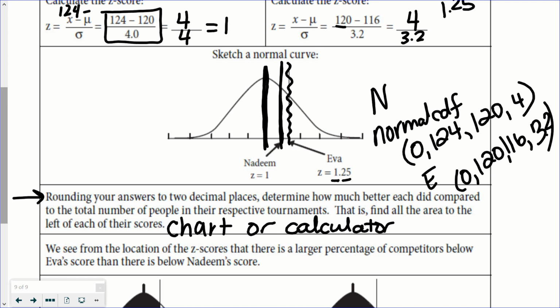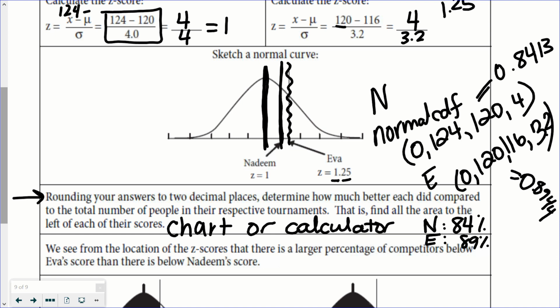And so for those calculations, Nadim did better than 84% of the people in the tournament, or 84% of the data is on the left side of his. Eva did better than 89%. So again, those decimal places from these, Nadim's came out as 0.8413. Eva's came out as 0.8944.